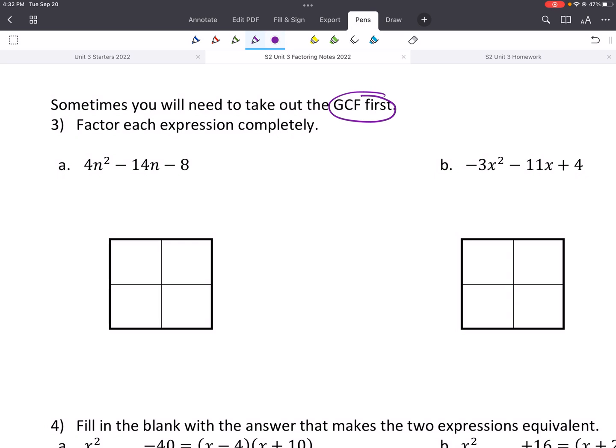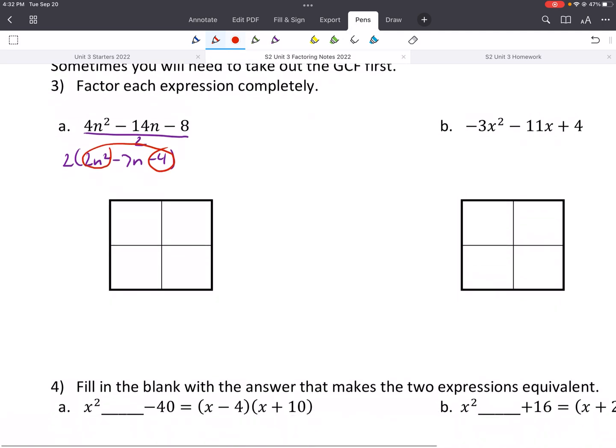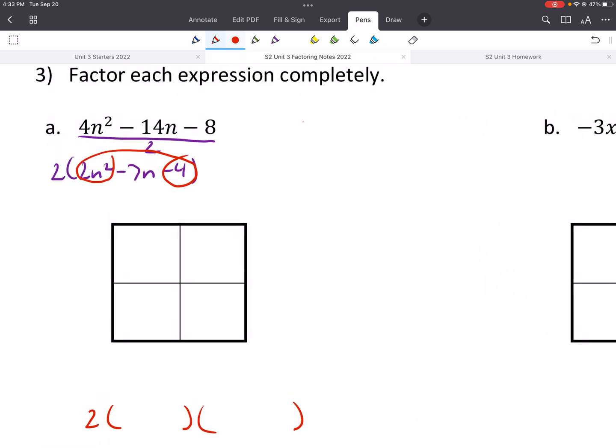So here it looks like there's a 2 that we could factor out. Again, we just divide everything by 2. Maybe I should have done that, just so we have a good example. So we divide everything by 2, we get 2n squared minus 7n, and then minus 4. Okay, so from there is where we will do our glasses. I think it's a really good idea if you factor out the greatest common factor that you will write it here at the end so you don't forget.